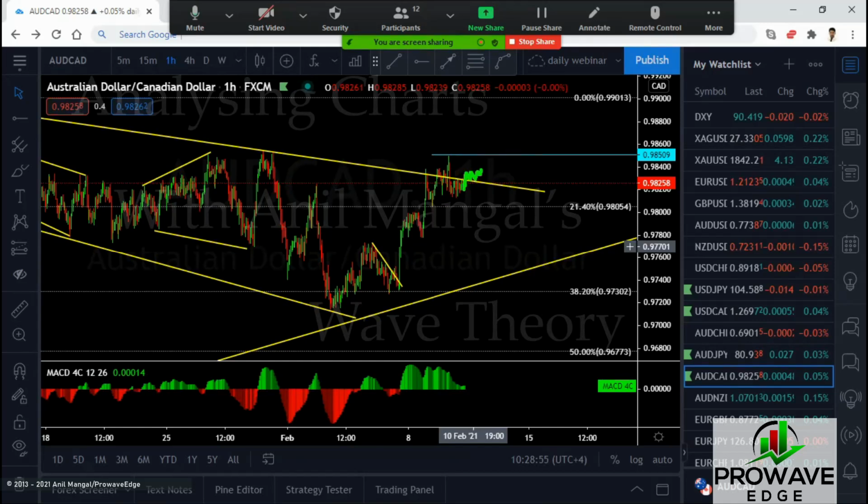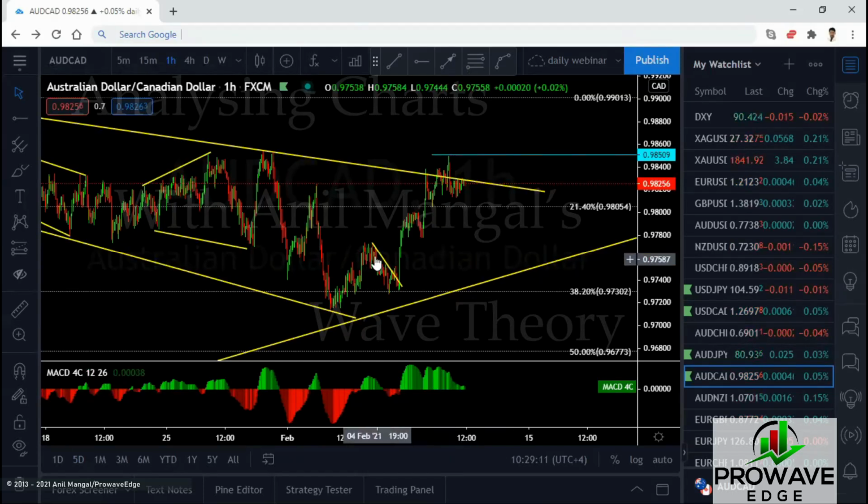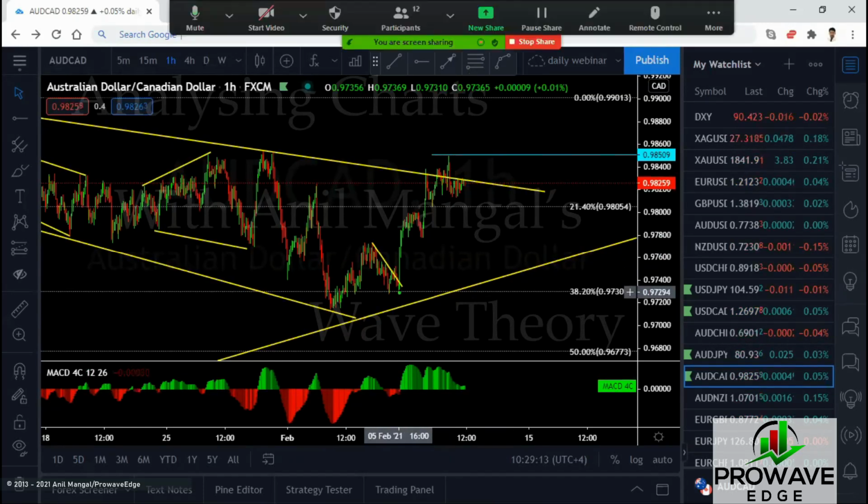So watch this here. If it comes back here, we will get a bigger pattern for a buy. If this is a small running flat, it doesn't look like a running flat because this move is really slow up. I think we'll have a bigger consolidation like this, like the one we have here.